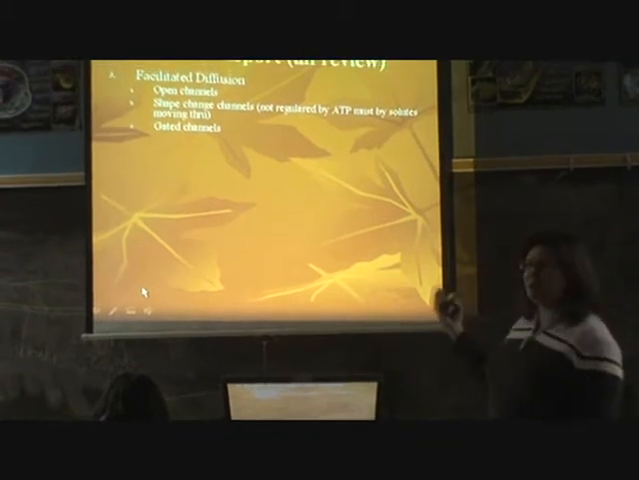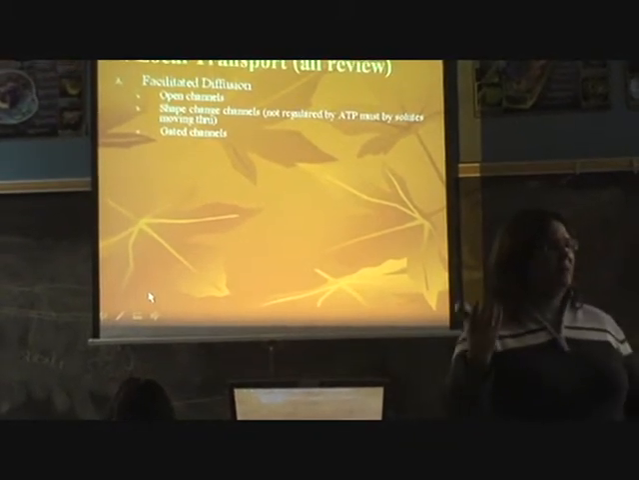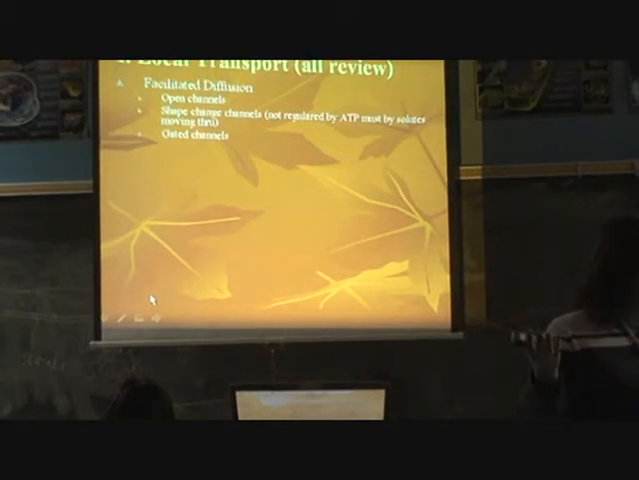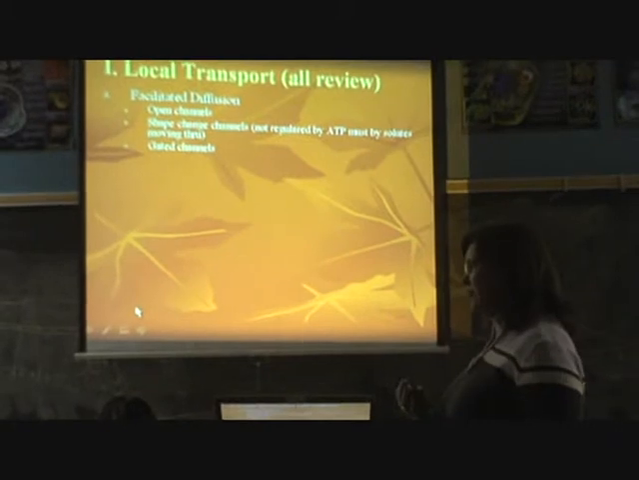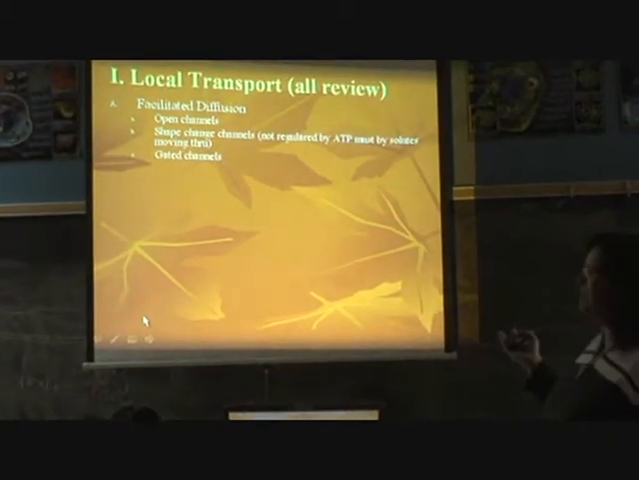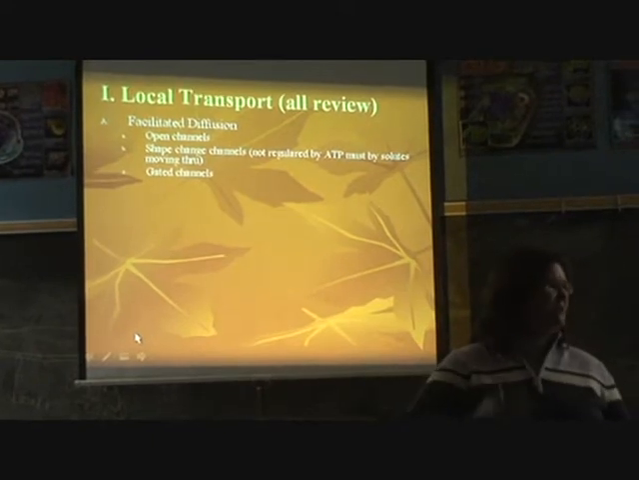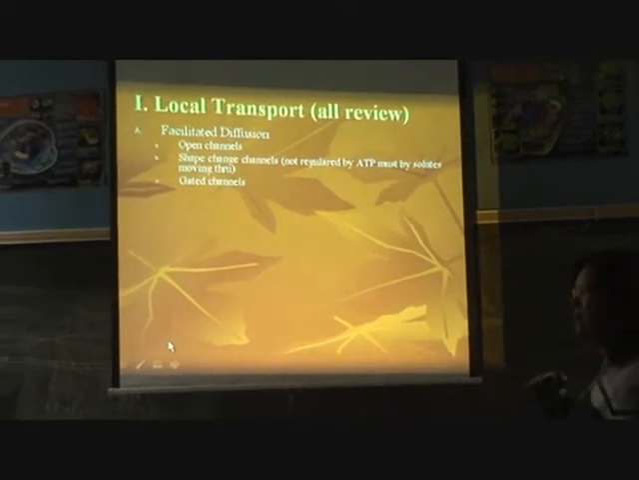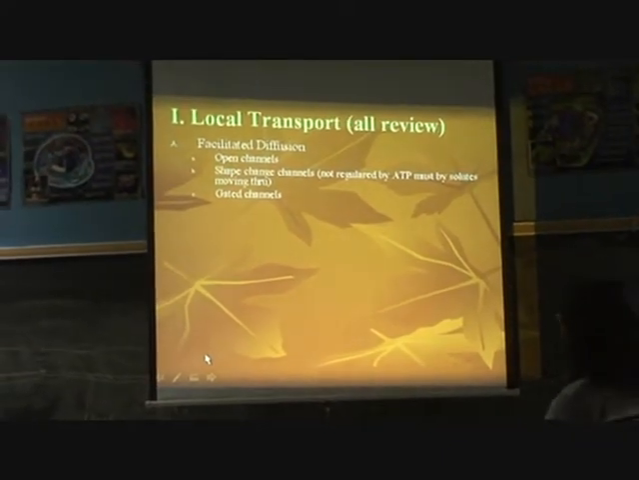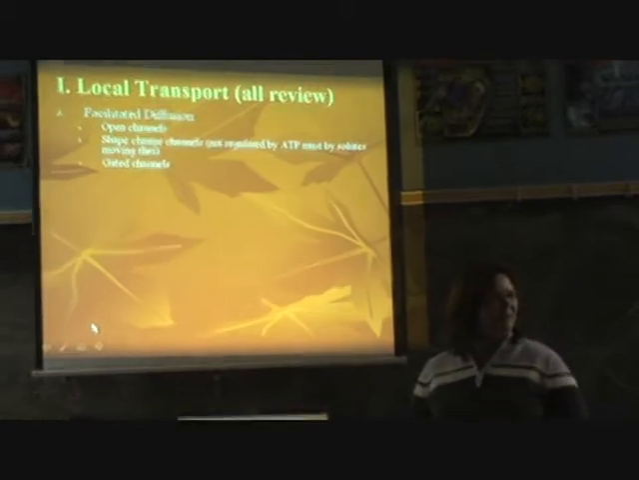Then we have shape change, where it bangs into it, it makes it change shape, and then the thing either goes in or out, depending on which side has the higher concentration gradient in the cell or outside of the cell. And then we have the gated channels, which need a signal to open in order for the thing to diffuse. But they're all diffusion. It's all movement of high to low. So I just thought it wouldn't be a bad thing just to remind you of that. But I don't think we need to spend more time on it, do we? Good. All right. High to low diffusion.